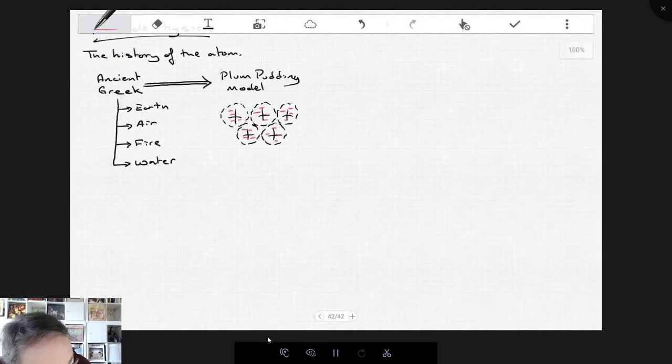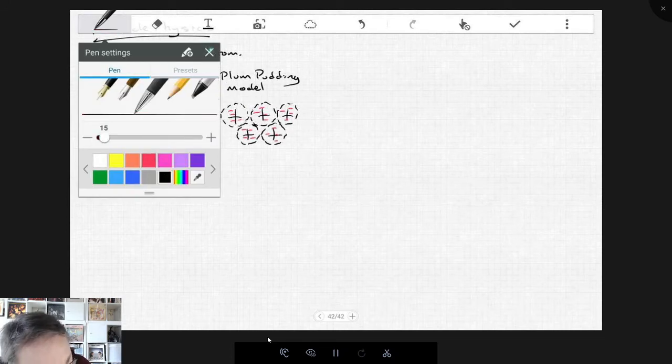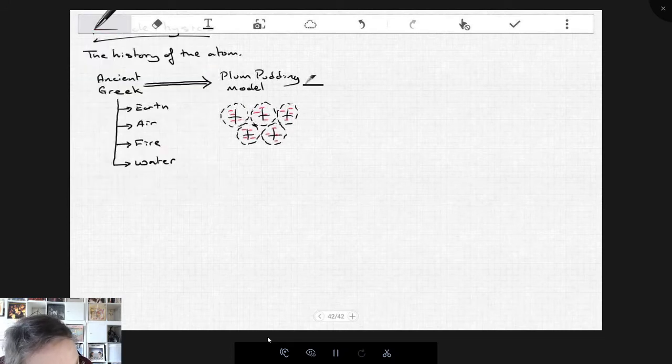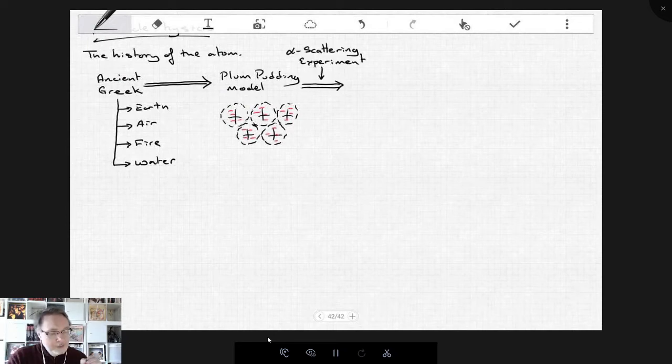And a really important experiment was carried out at this time, and it was called the alpha scattering experiment. The alpha scattering experiment is associated with Rutherford, and it's also associated with Geiger-Marsden, so it's the Geiger-Marsden alpha scattering experiment. Geiger and Marsden were students of Rutherford. The idea was that they fired alpha particles at a thin film of gold. And the results from that experiment changed the model of the atom. The new model is called the Rutherford model.